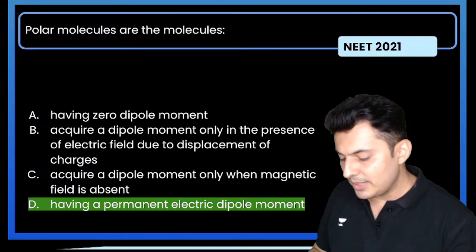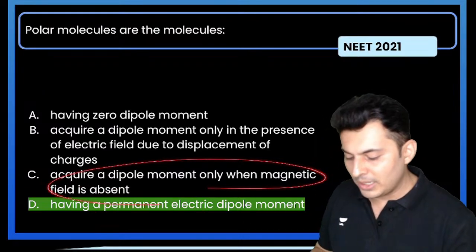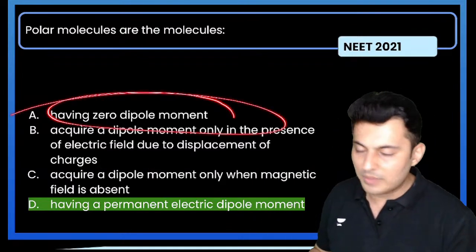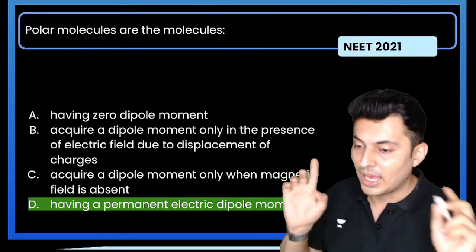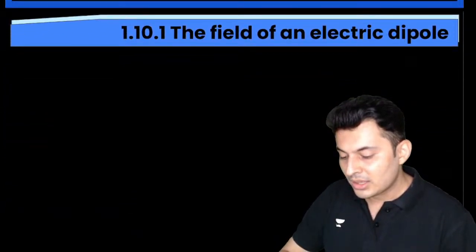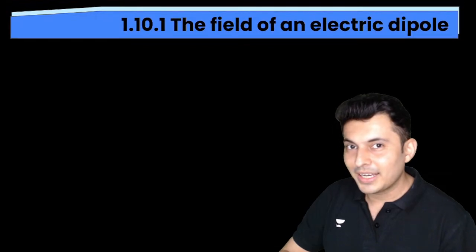It's not B. And it acquires dipole moment when something is absent, and it has zero dipole moment, are not true. It should always have that net polarity. Very good. Now, let's slowly go to the next part.